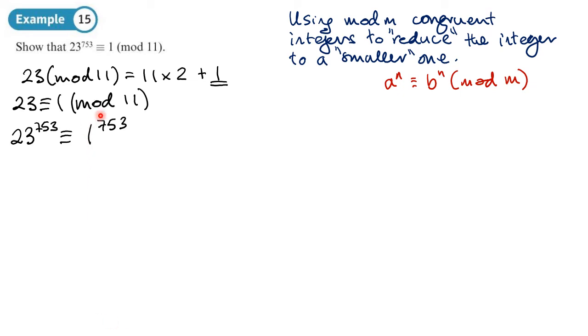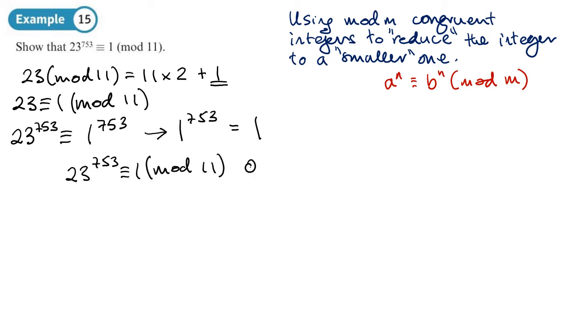Now, which one is easier to work out? This one. Right. 1 to the power of 753, well, 1 to the power of anything is just 1. So we've showed that 23 to the power of 753 is congruent to 1 in mod 11. And the way that we did that is that we said, okay, what number is congruent to 23? And that happened to be 1. So rather than do 23 to this big power, we just do 1 to the big power, because this rule says we can do that.